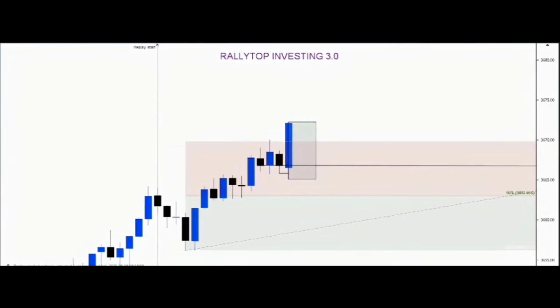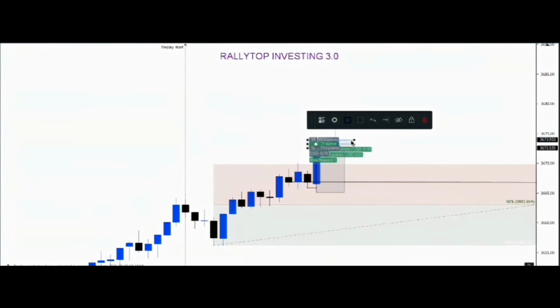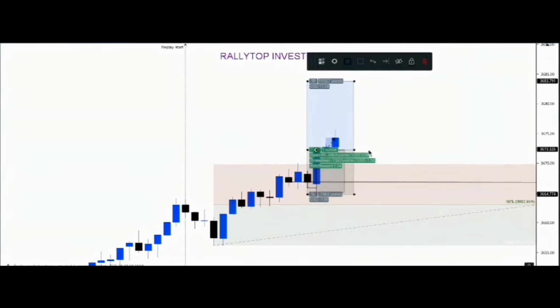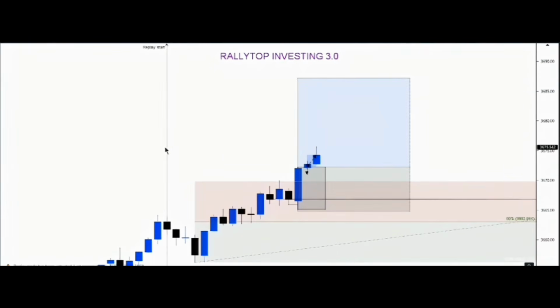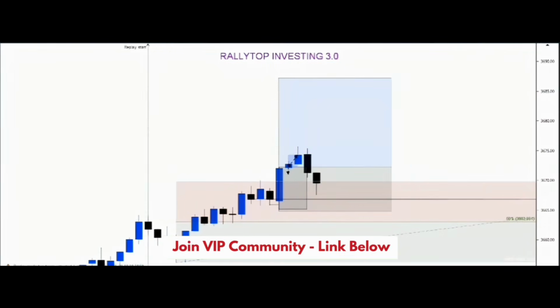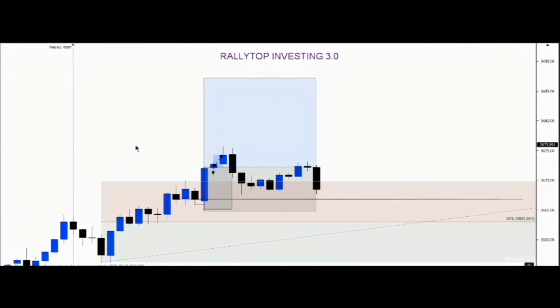Let's advance price and see. Okay, so let's frame it. Okay, so let's see 1 to 2 here. That's 1 to 2. So we can advance price now and see what happens. So we have been tapped into the market. Let's see whether it will go our way.